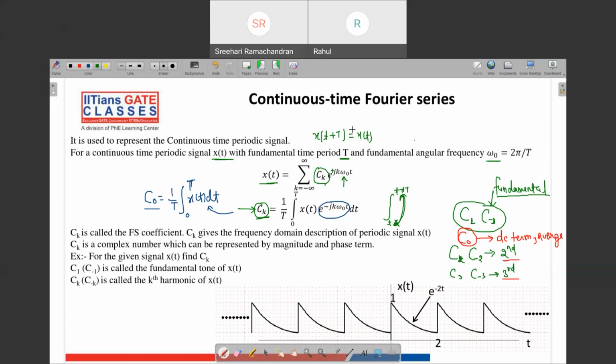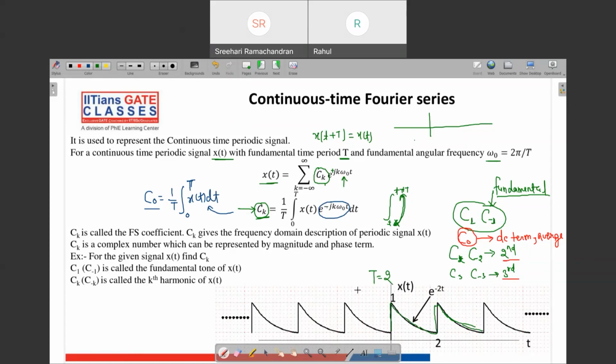In the Fourier series, we calculate only for the periodic signal. For example, we have the signal x of t, which has a periodicity of, let's say, 2. If you see the bottom of the signal, it is a periodic signal with period capital T equal to 2. Now when we calculate the Fourier components of this signal, they should be frequencies such that when we add them all, it is still a periodic signal.